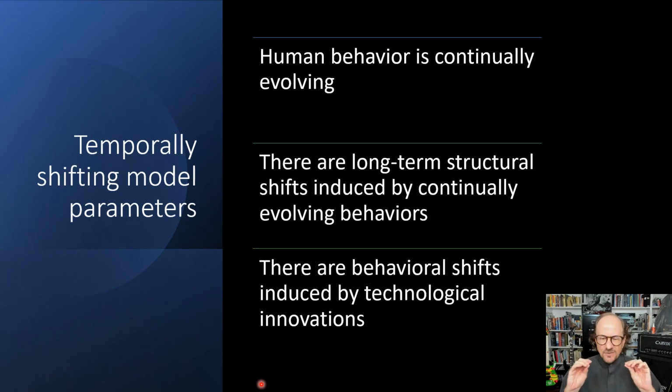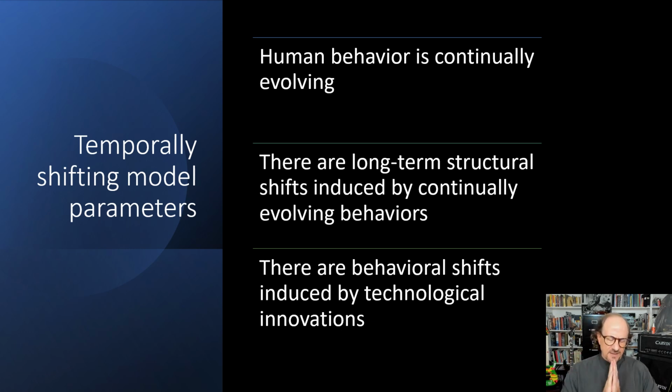So there are long-term structural shifts that are induced by continually evolving behavior. And when I wrote this, I wrote a paper on temporal instability for the safety field. This paper looked at a lot of the cognitive literature and from neuroscience and so on. There's a lot of science that goes beyond why human behavior is changing, and that the change has accelerated greatly in recent years. So in the transportation perspective, there are behavioral shifts that are induced by technological innovations.